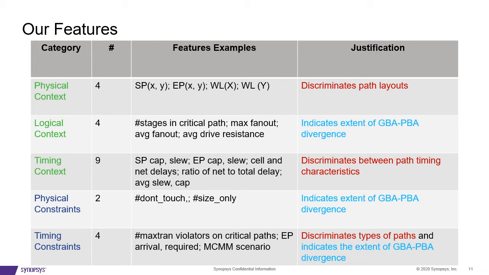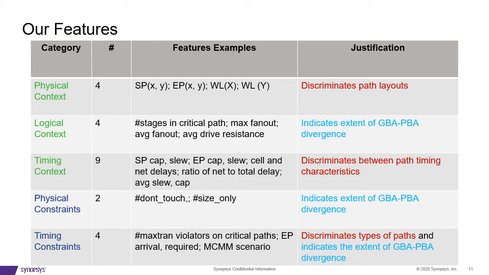We have 4 features belonging to the logical context, such as number of stages in the critical path, max fanout, etc. They indicate the extent of the GBA and PBA divergence. Timing context has 9 features such as start point cap, slew, endpoint cap, slew, etc. These help again discriminate between path timing characteristics. Physical constraints has 2 features which are don't touch and number of size only cells. Again, they indicate the extent of GBA and PBA divergence.